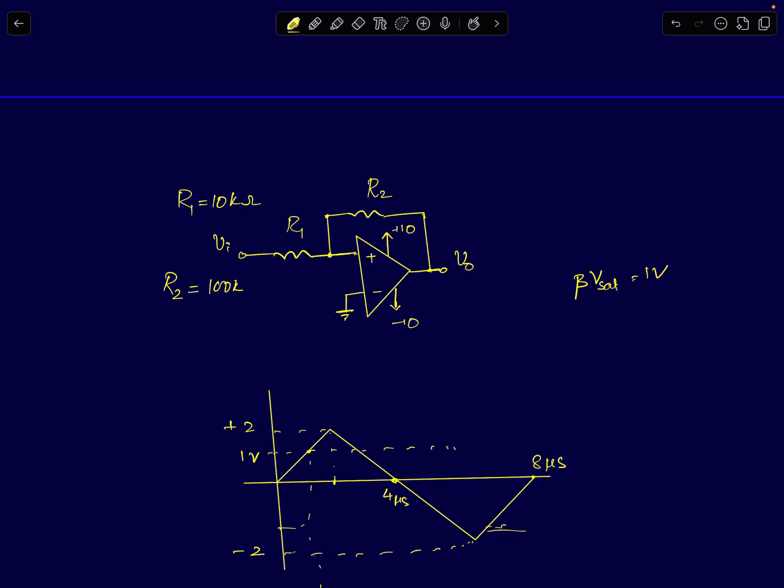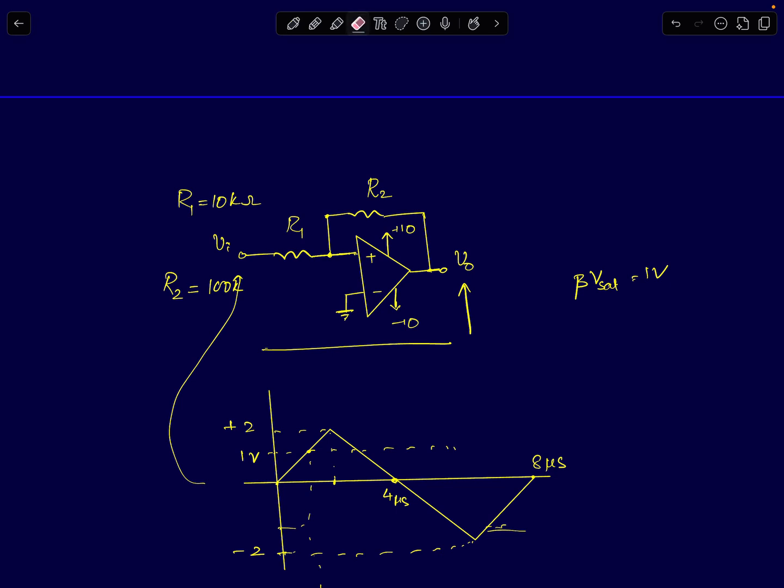The question given is this. It's a non-inverting Schmitt trigger circuit with a saturation voltage of plus minus 10 volts. Vsat is plus 10 volts, and it is given that a ramp signal with a peak voltage of plus 2 and a negative peak of minus 2 volts, a symmetric ramp waveform, is being fed as an input to this circuit. You are supposed to find out what kind of a waveform will come at the output of the circuit.